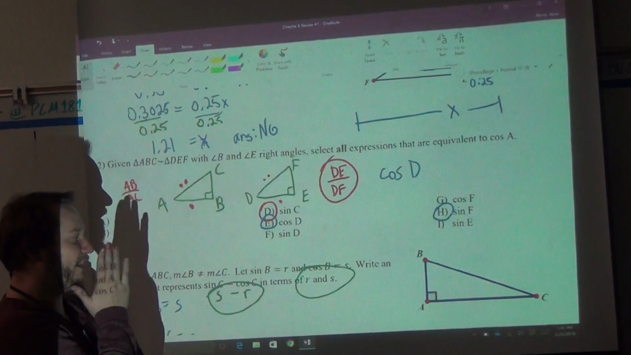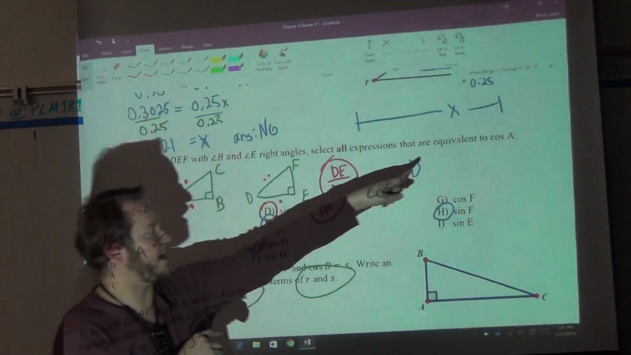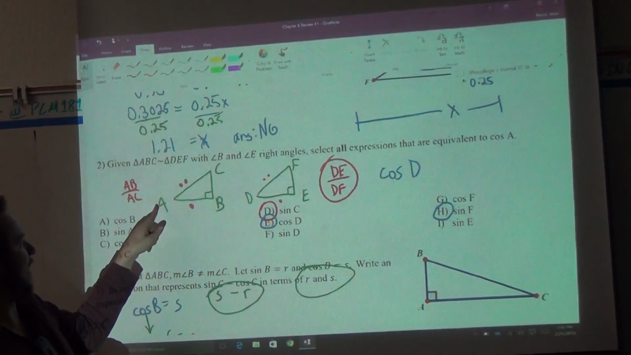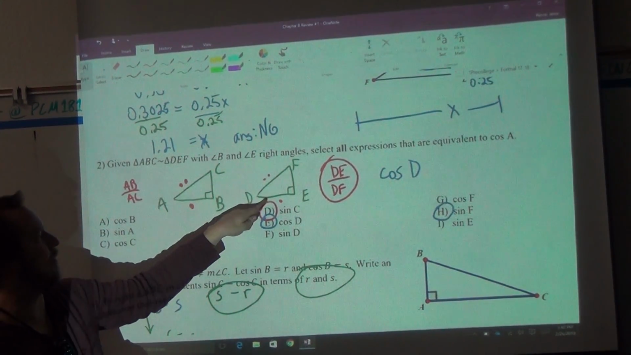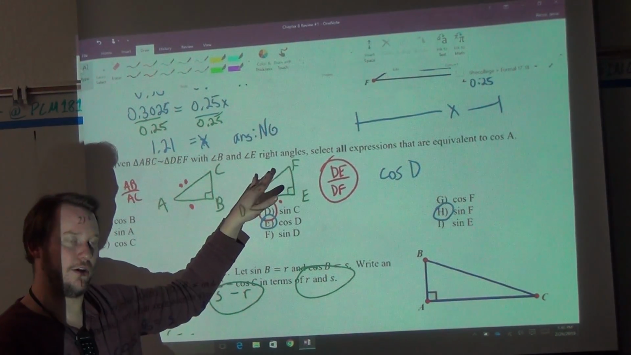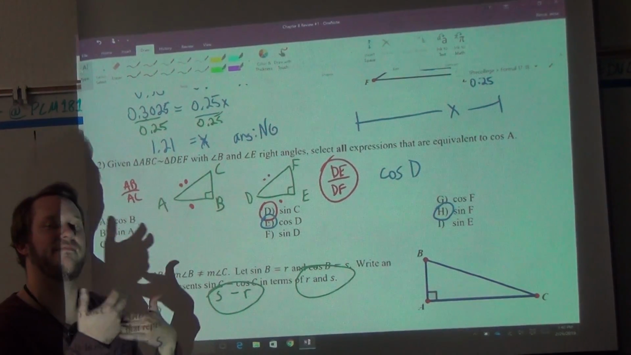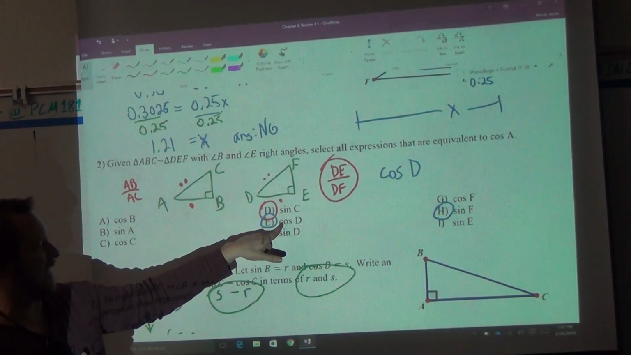So the sine of C is also the same as the cosine of A. Now, when we take the perspective of the other triangle, we're talking about the cosine of A. Well, the cosine of A references this side and this side. The cosine of D references DE and DF. Those are going to be the same ratio as these sides because of their scale factor, because they're proportional. So the cosine of D is our second answer.